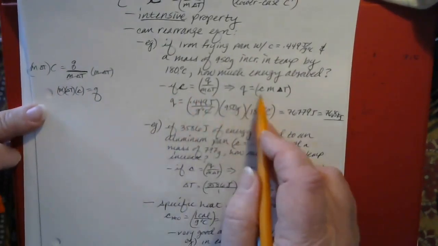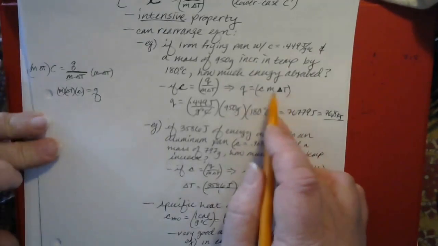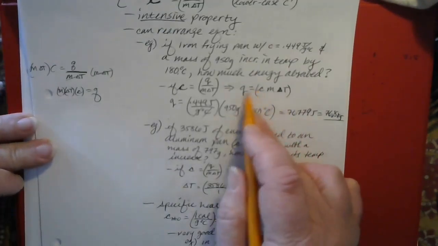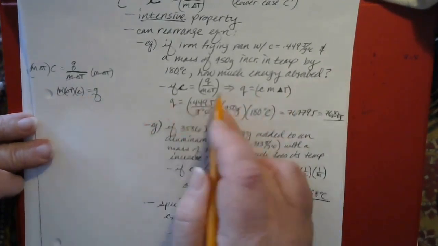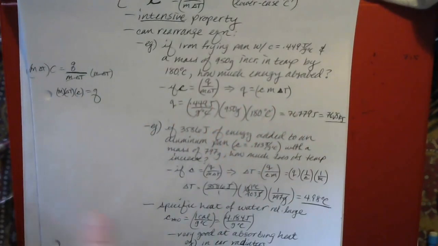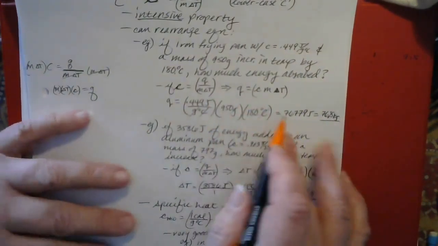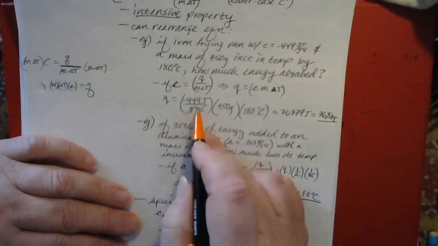And that's what I ended up with over here. I put it in a different order, but of course you can multiply in any order, so that's okay. Q is equal to C M delta T, or M delta T C, or M C delta T, which is the way we're usually going to write the equation in the future. And so you just take those three numbers and multiply them by each other.